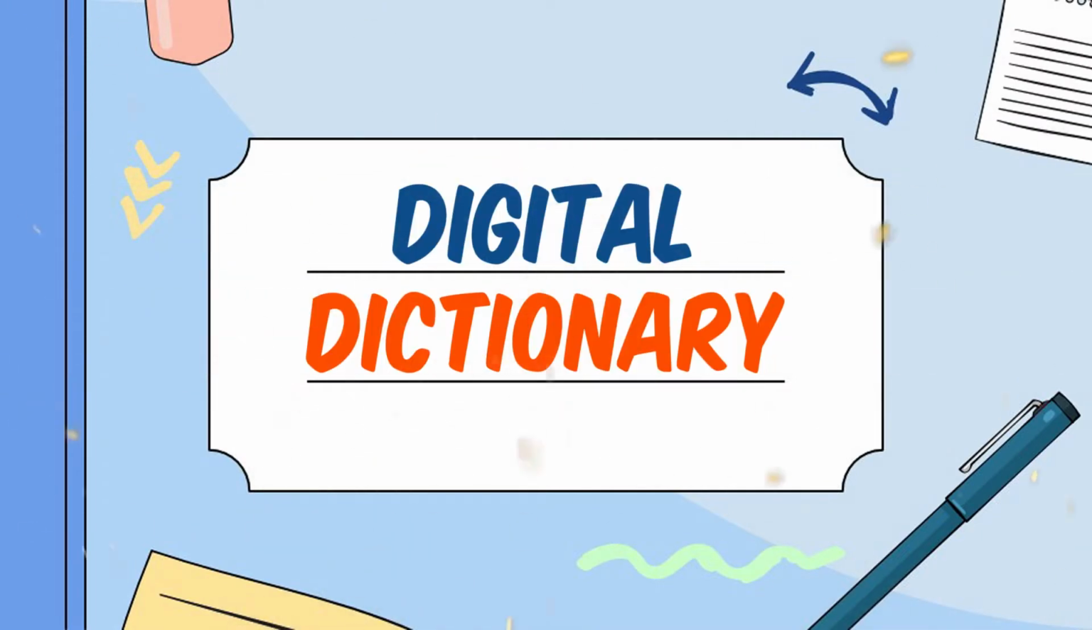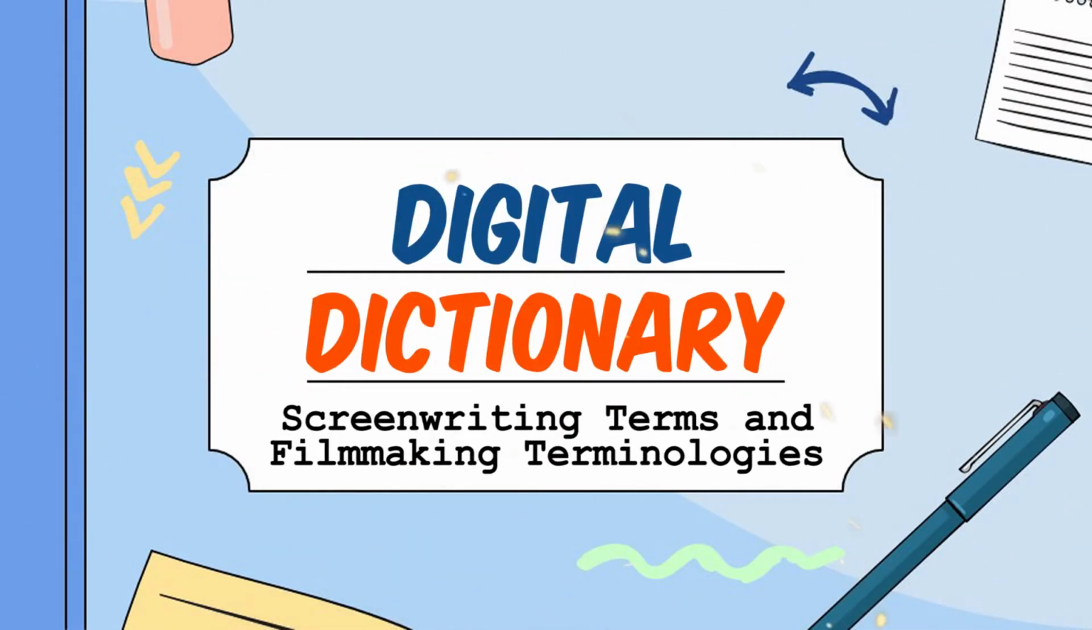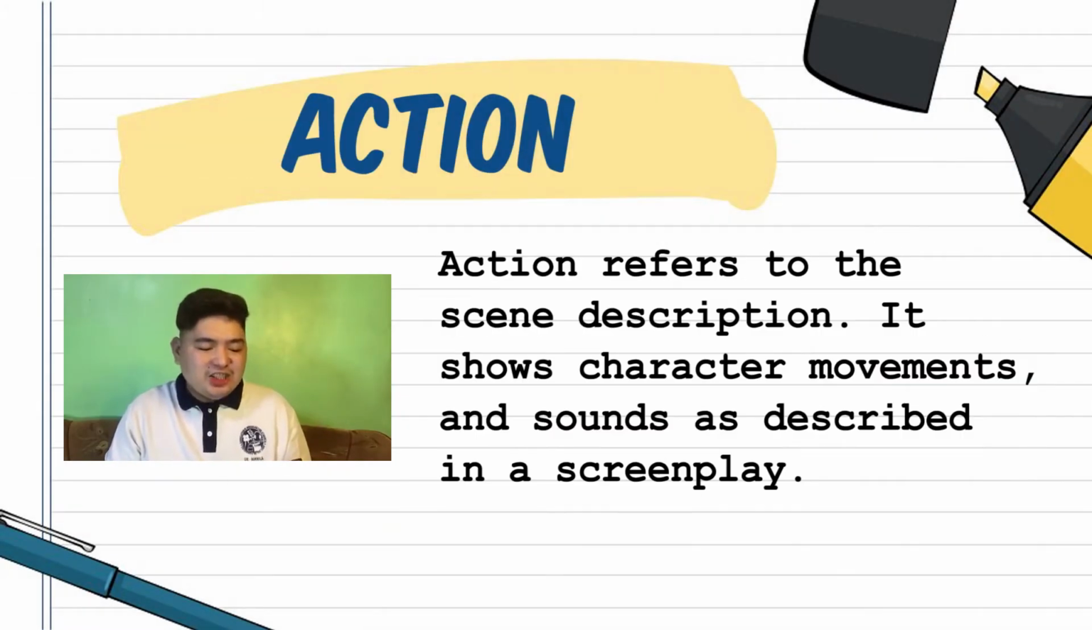This is our digital dictionary. Action. Action refers to the scene description. It shows character movements and sounds as described in a screenplay.